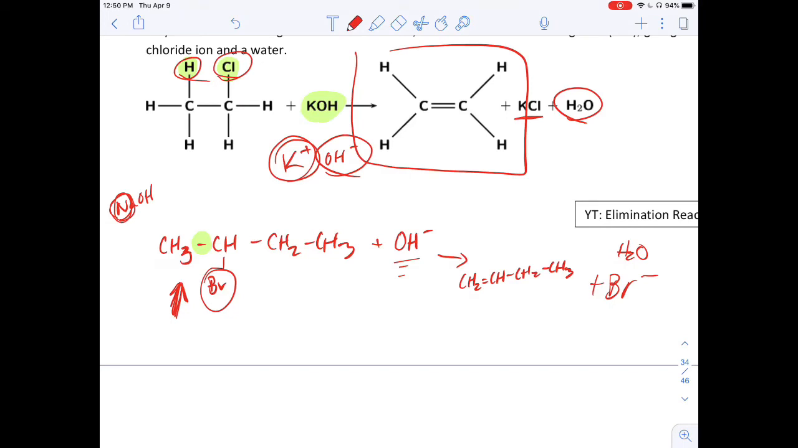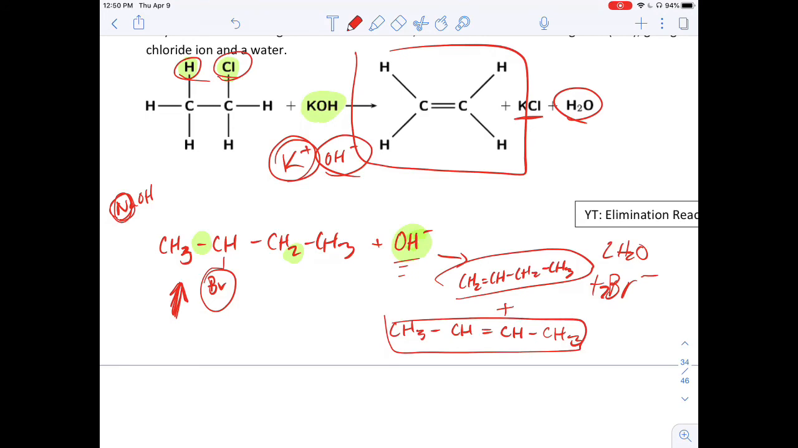So this hydroxyl, though, could react with a hydrogen that's over here too, right? Because it's just got to be an adjacent hydrogen. So if that reacts to make that second water, I could also potentially get CH3, CH, double bond CH, CH3, and I'll get two bromides, two waters, and I get the two different isomers. So I have this one, which is the but-1-ene, and this is but-2-ene. And those are two possible isomers that can form.